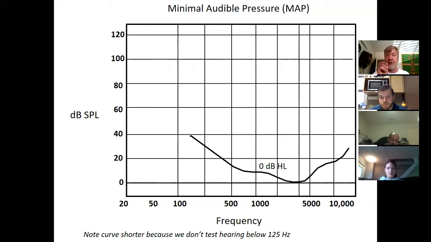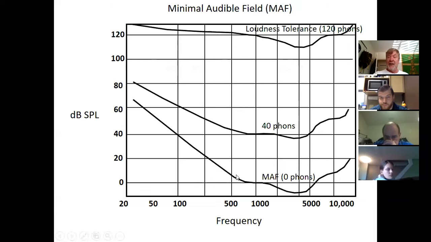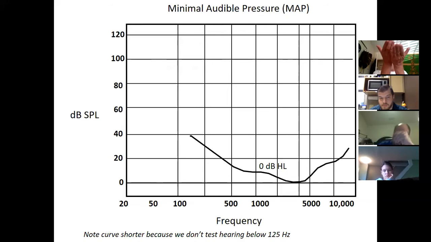Okay, hold the concepts in your head. Look where the bottom touches here, only at zero. 1,000 hertz now is at almost 10. 500 hertz is at about 17 or 18. 125 hertz is at 40. So everything is different here. 125 hertz here was at about 30, 35. So how much is MAP elevated? MAP is elevated by about 5 dB. Some more at some frequencies, a little bit less at other frequencies, but basically about 5.